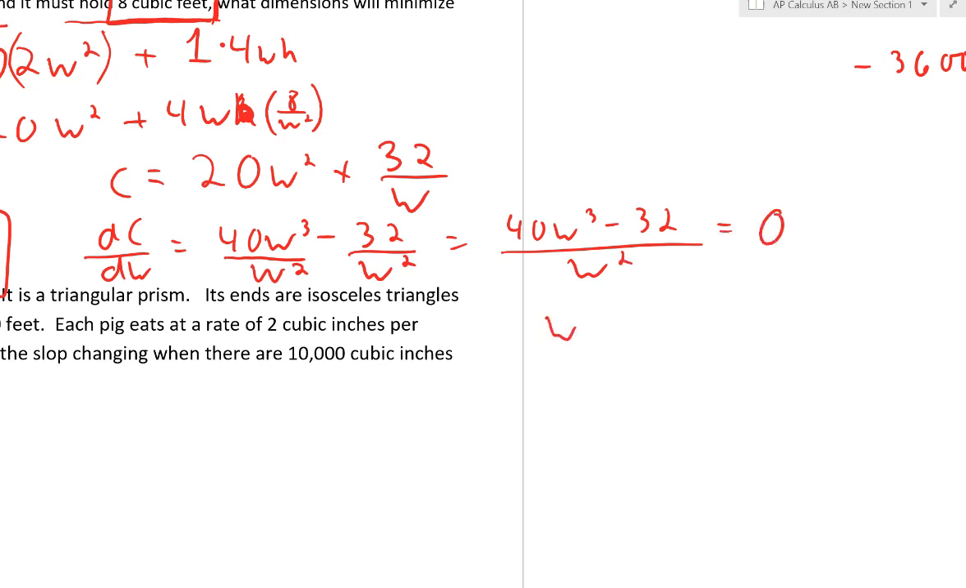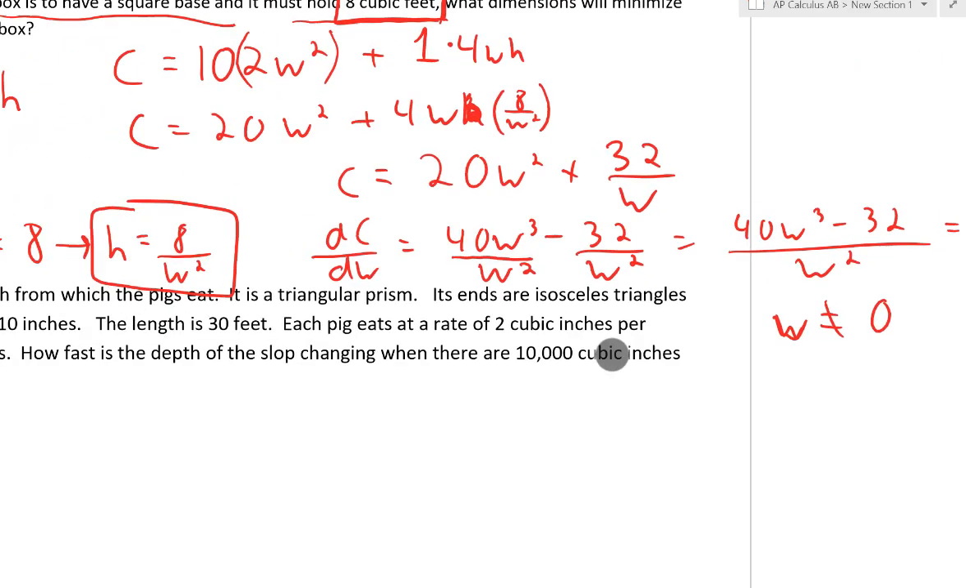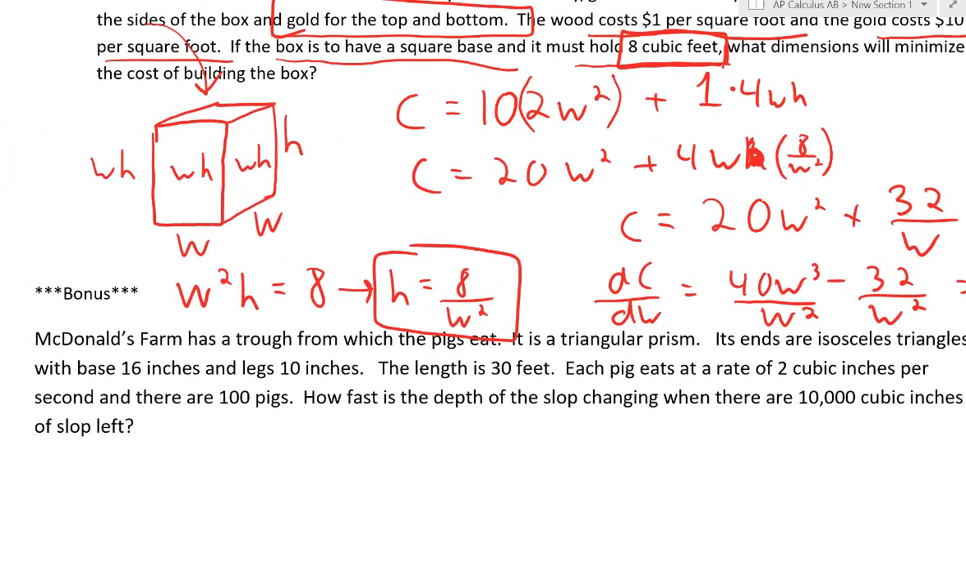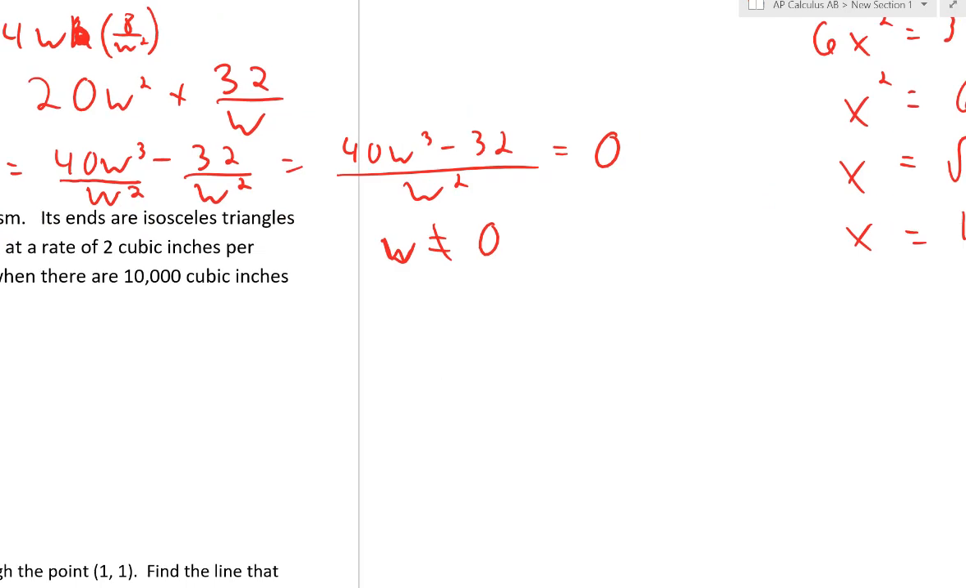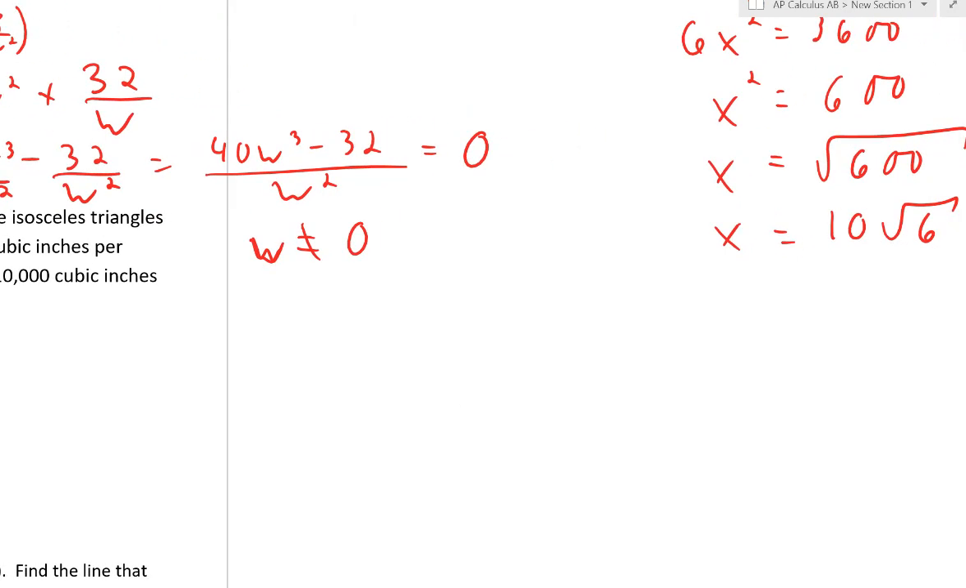I need to know where that's going to be 0. You can see W being 0 makes it undefined. But W being 0 doesn't make any sense because that means our width would be 0 and we wouldn't have a box. So that's just our least value on our sign chart.